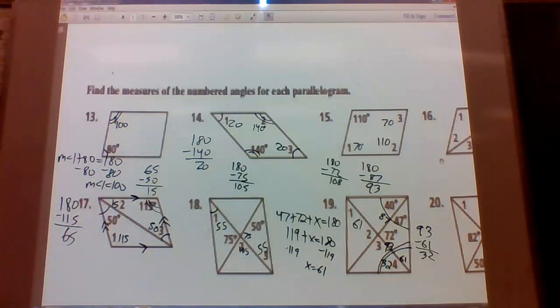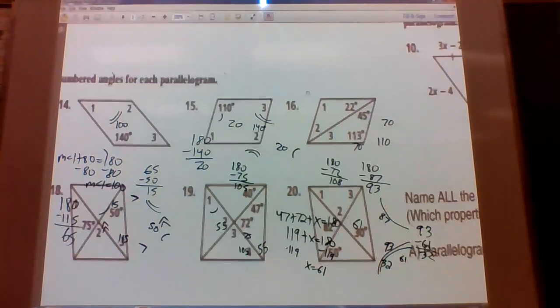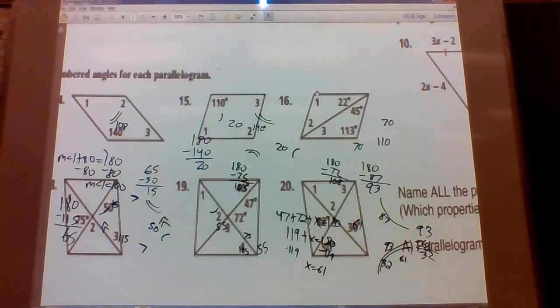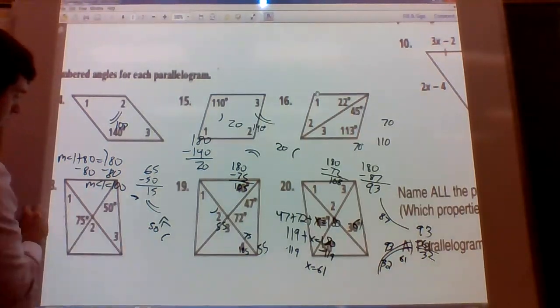So I'm going to move it over. We will do 16 and 20.